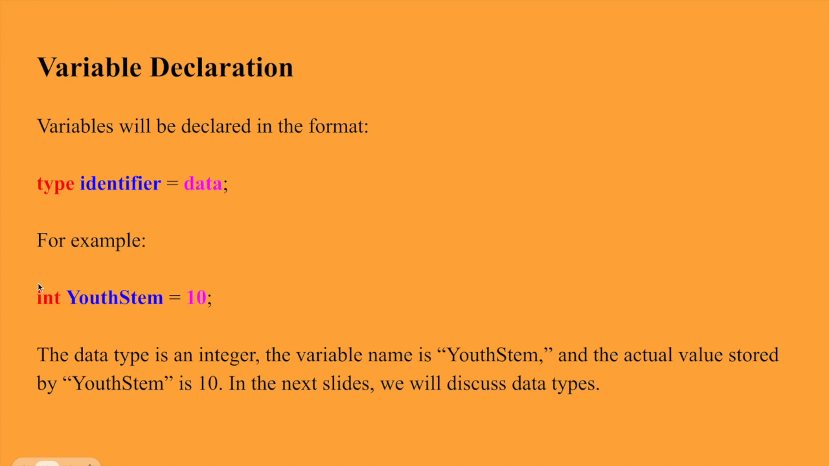The data type is an integer signified by int. The variable's name is youthSTEM, but you can name it whatever you want. You can name it xqn or mmmm or 09, just whatever you want, as long as you can recognize what it is and type it out. And the actual value stored by youthSTEM is 10, and we need a semicolon at the end. In the next slides, we will discuss the different data types in Java.